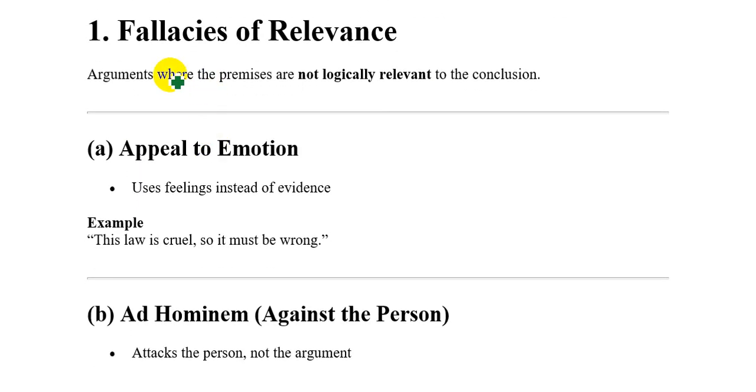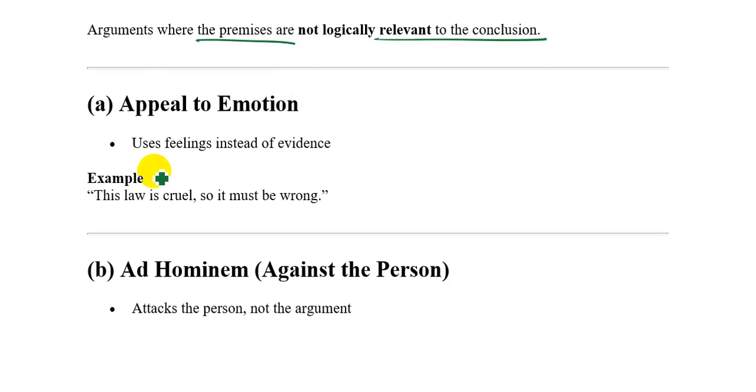These fallacies are basically arguments where the premises are not logically relevant to the conclusion. What is not relevant? The premises. So for example, first one is appeal to emotions, which uses feelings instead of evidence. For example, this law is cruel, so it must be wrong. This is appealing to the emotions. We are bringing in the word cruel to evoke emotions.